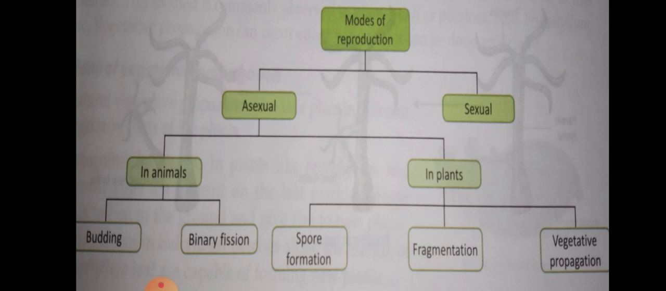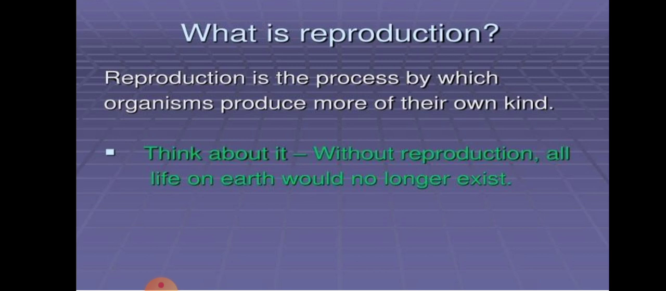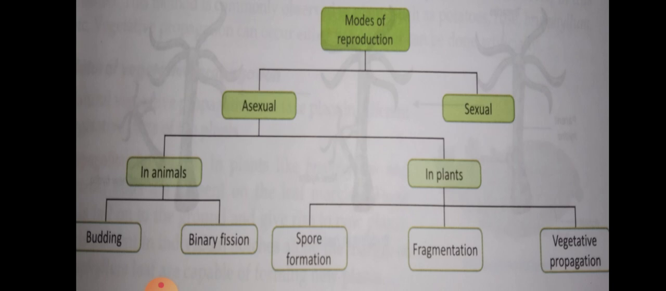So what did we study first? What is reproduction? Reproduction is the process by which organisms produce more of their own kind, that is, the same kind of offsprings are produced. It is very necessary for the continuation of species. There are two types of reproduction: asexual and sexual. Under asexual reproduction, animals use budding and binary fission. In plants, the modes are spore formation, fragmentation, and vegetative propagation.